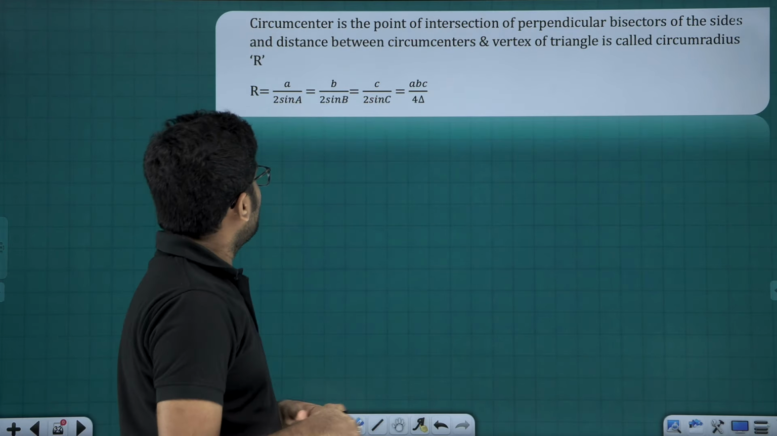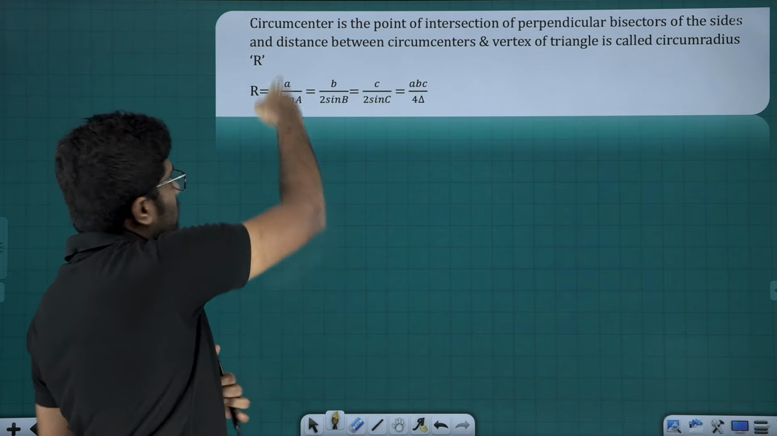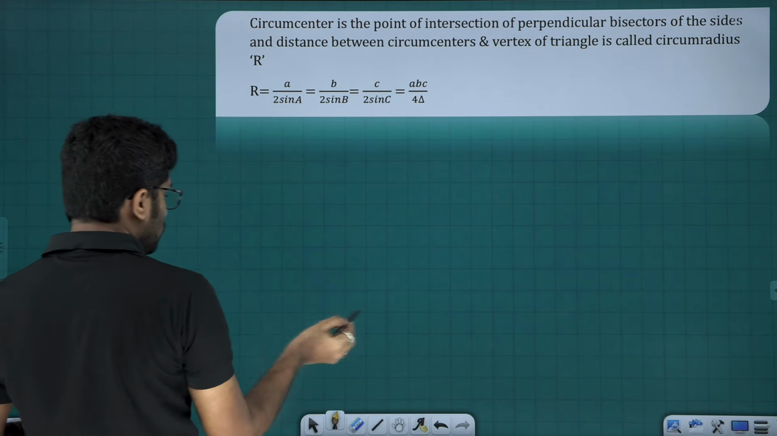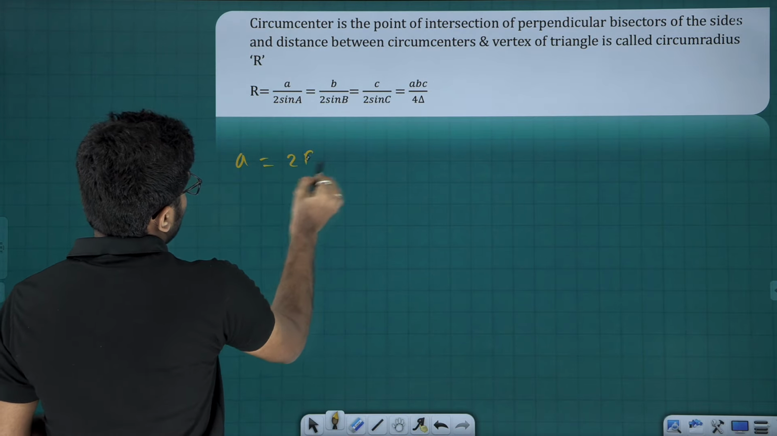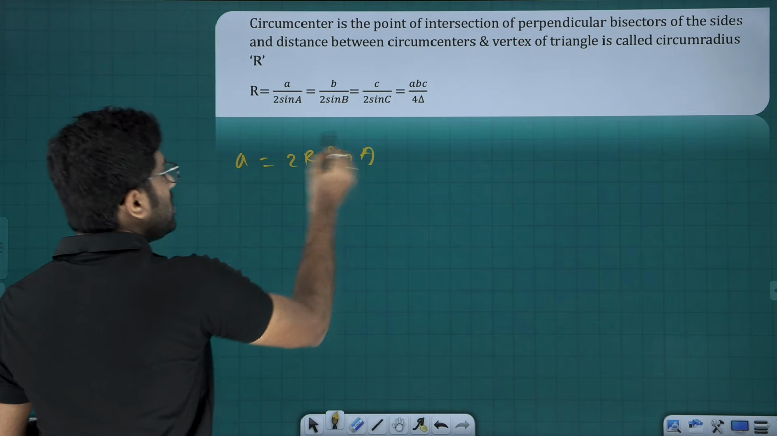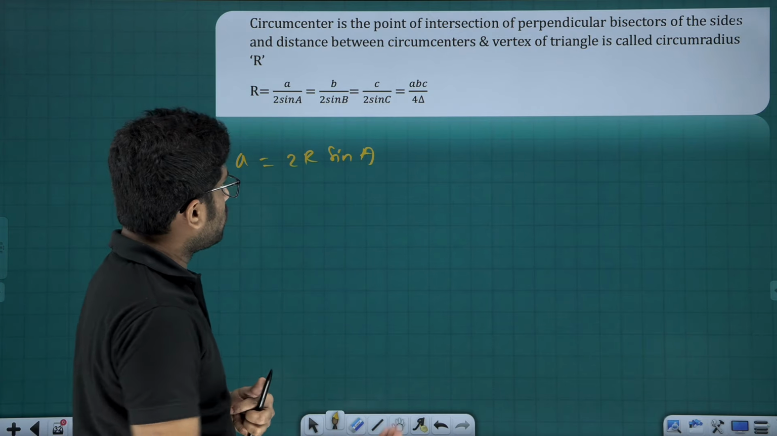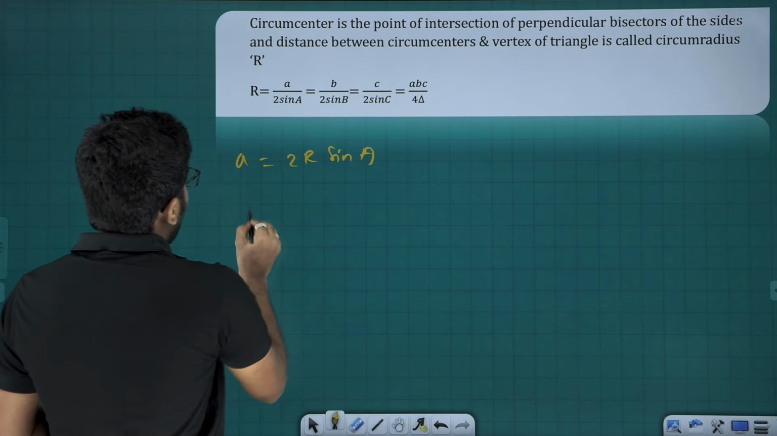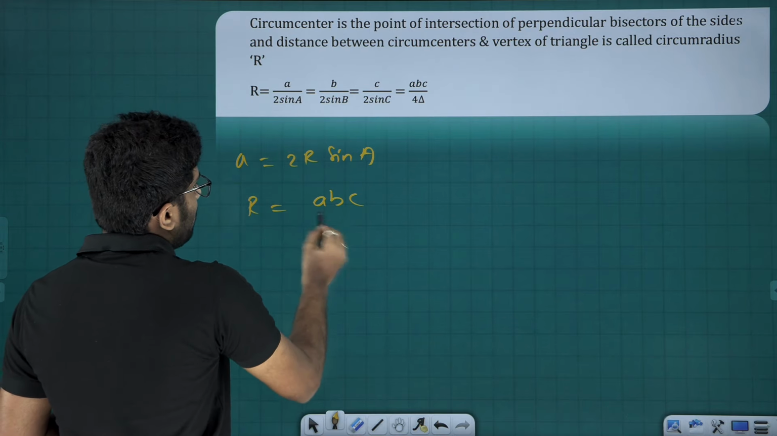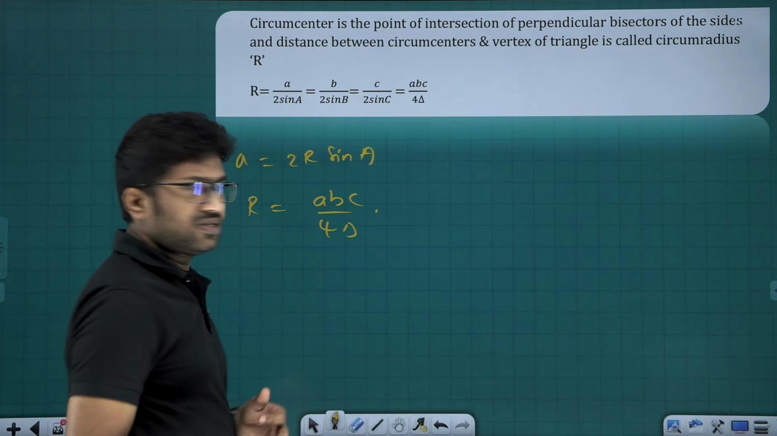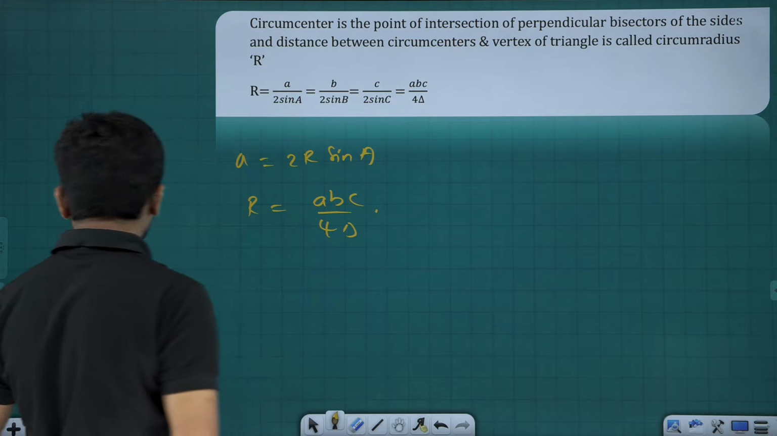Next, circumradius, as we already said, A is equal to 2R sin A, B is equal to 2R sin B, C is equal to 2R sin C, and R can also be written as ABC divided by 4 delta. By using this, we can get the capital R value.